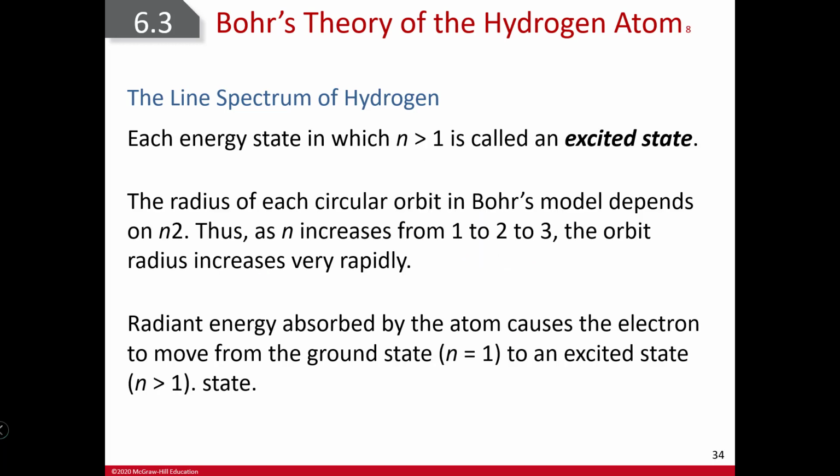We're only focused on hydrogen here, so let me stress that again. We are only talking about the hydrogen atom. Anything where the electron is in an orbit greater than 1, we call an excited state. The electron is not in its ground state, not in its lowest energy level, it's in an excited state.